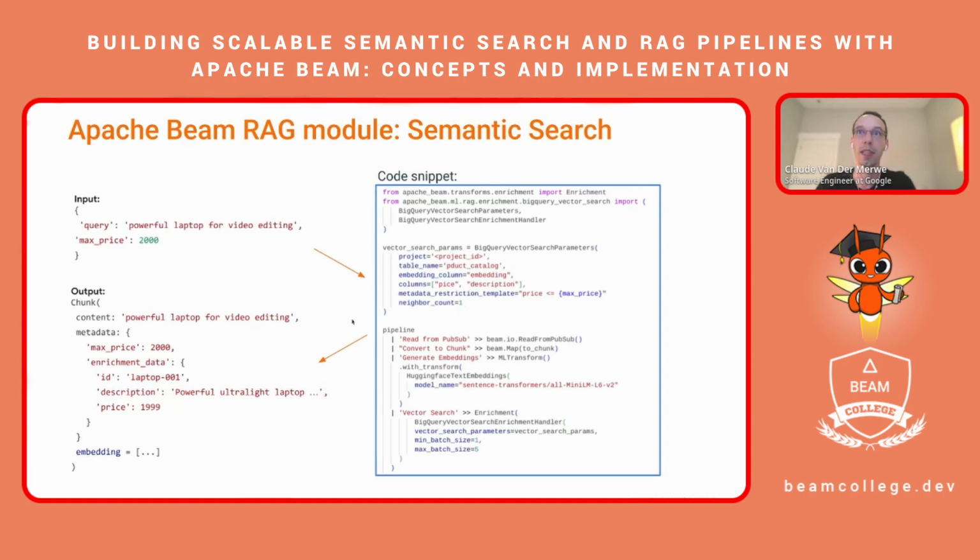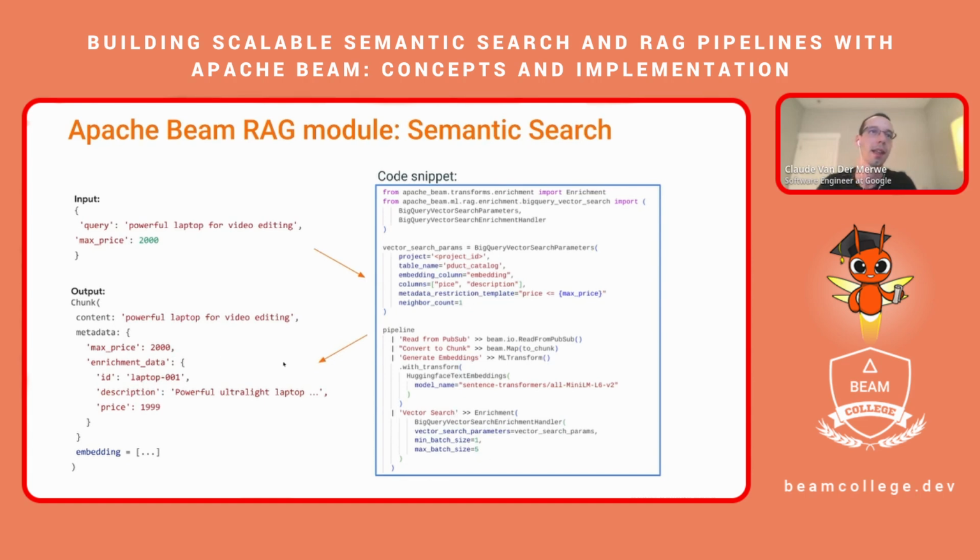So to put this pipeline together, we take our input and convert it to a chunk so we can embed the user's query. We perform embedding, so the query is embedded and we have something to send to the vector database. And then finally, we do the enrichment piece where we provide these vector search parameters we specified, and we just want to return the top one closest result.